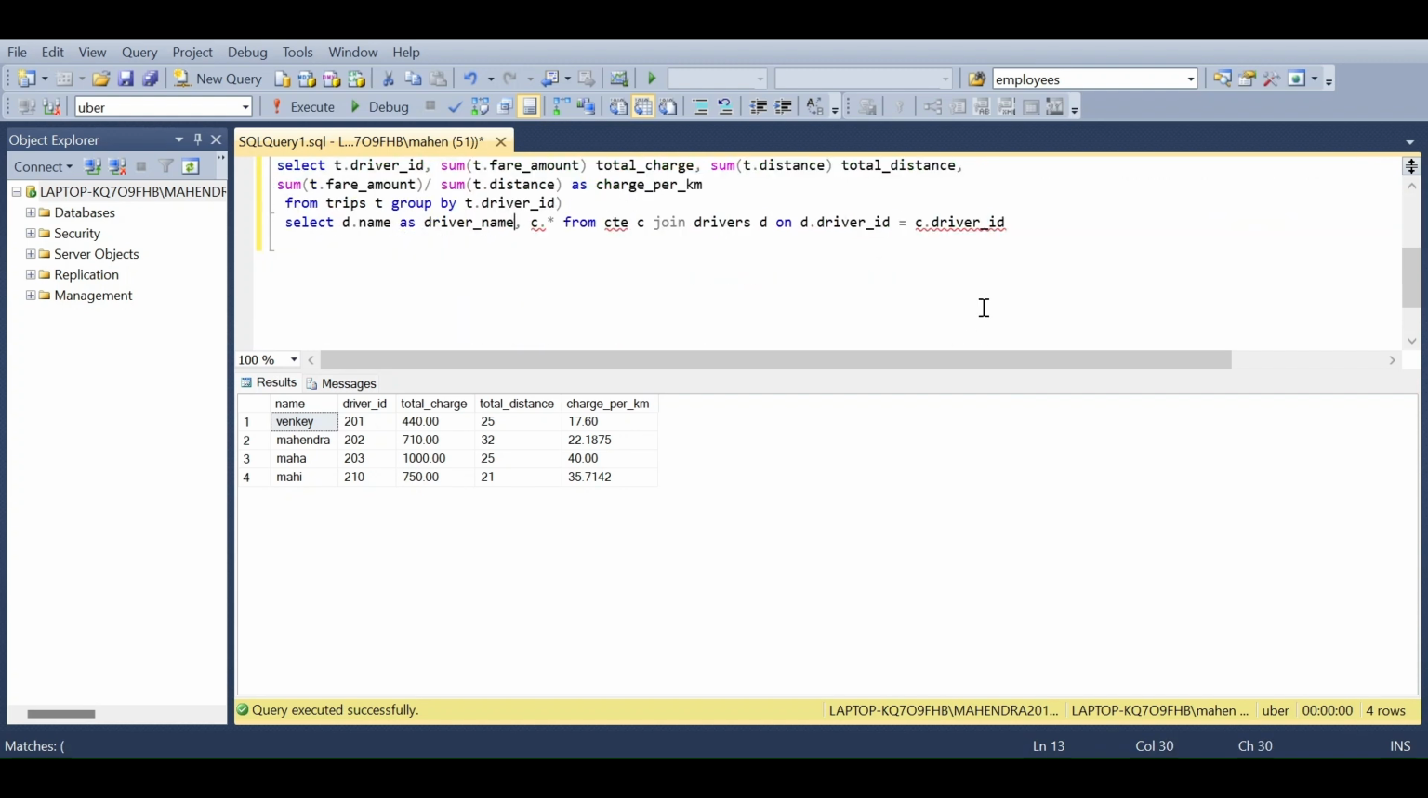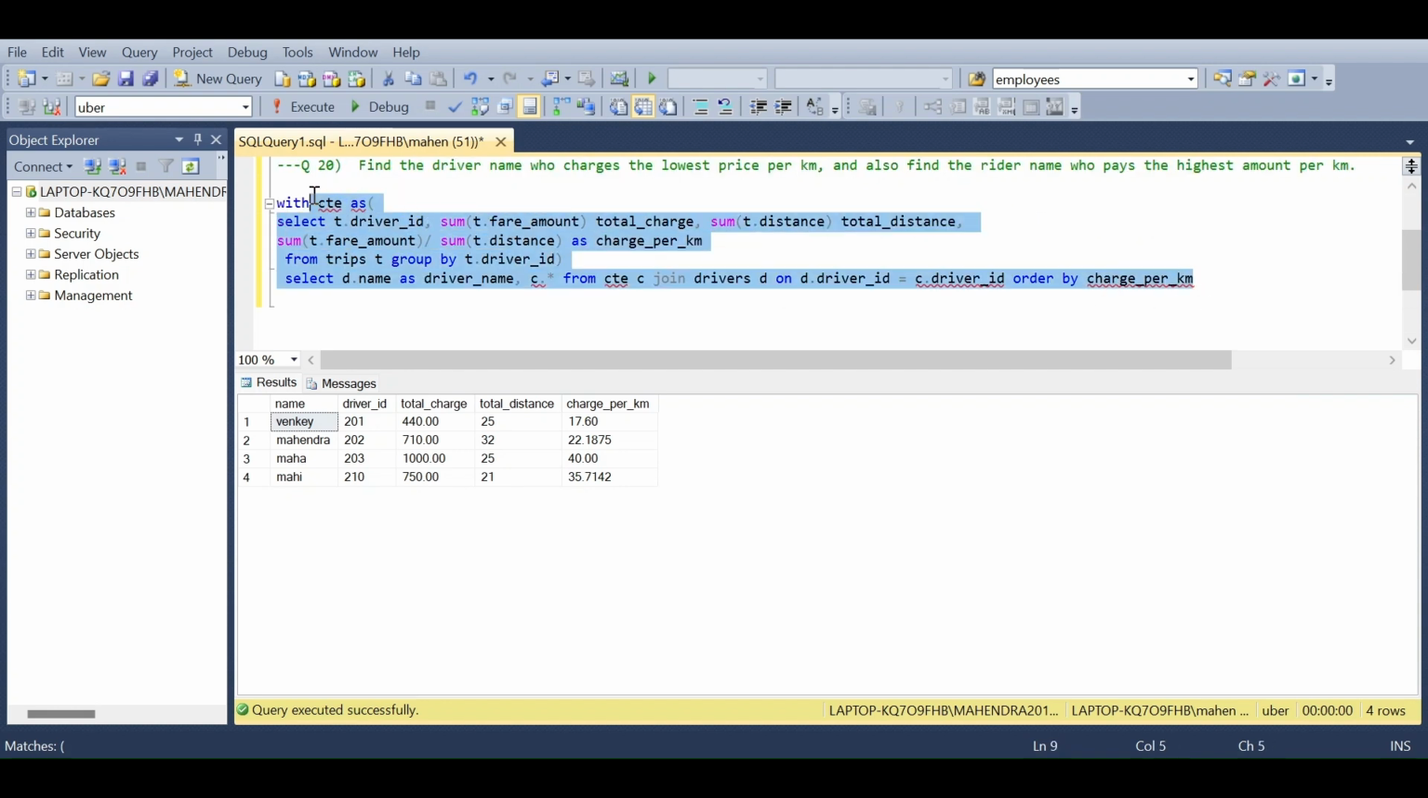Okay, and we need to find a driver name who charges the lowest amount per each kilometer, right? We have to order by charge per kilometer in ascending order. By default it is in ascending order. Now if you execute this one, you can see here the first value is the lowest one, next it is in increment order.